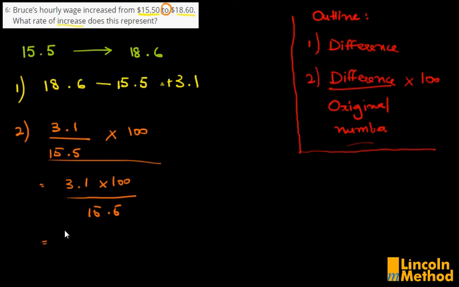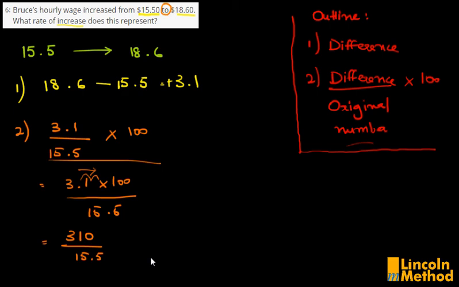Now if I multiply 3.1 by 100, we've done multiplications of decimals before, so we know that the decimal is going to move towards the right, and since there are 2 zeros, the decimal point moves 2 spaces. So the decimal point now lands right after this 0, which is one place, and then the second place, and since there's nothing in this place, we're going to add the 0 as the placeholder. So 310 over 15.5.